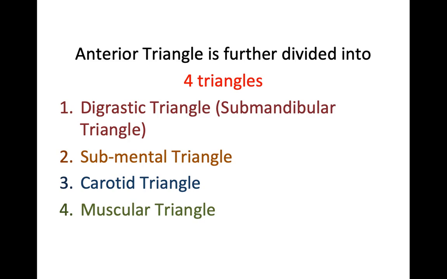So we have the digastric triangle. Digastric triangle is also known as the submandibular triangle. So you know that triangle is going to be below the mandible. Then you have the submental triangle. The submental triangle is obviously going to be below the mental area. Then you have the carotid triangle and the muscular triangle.